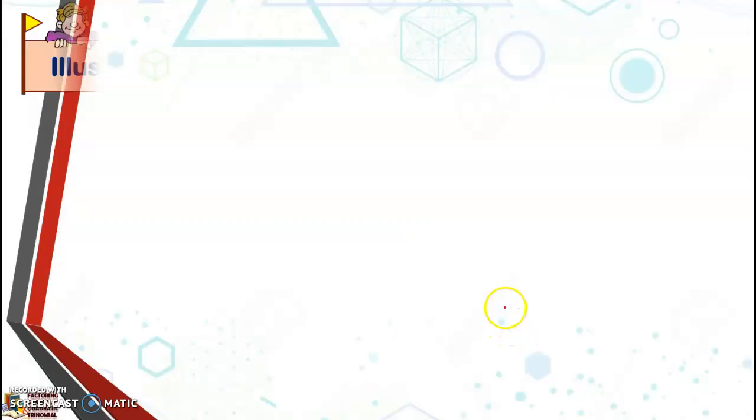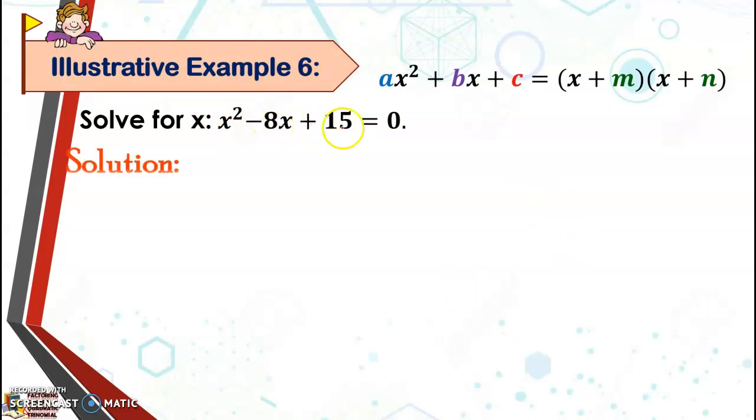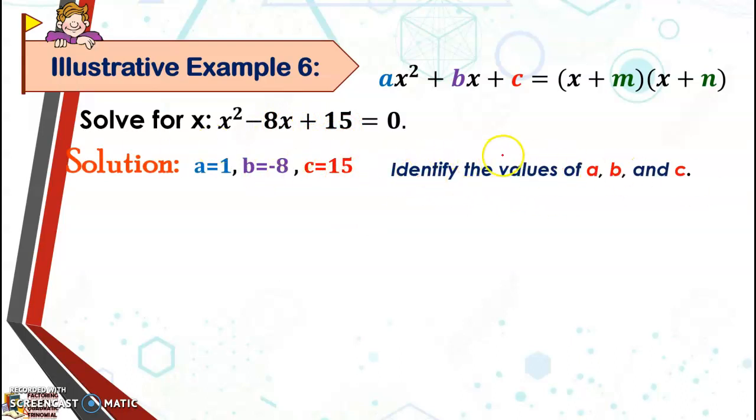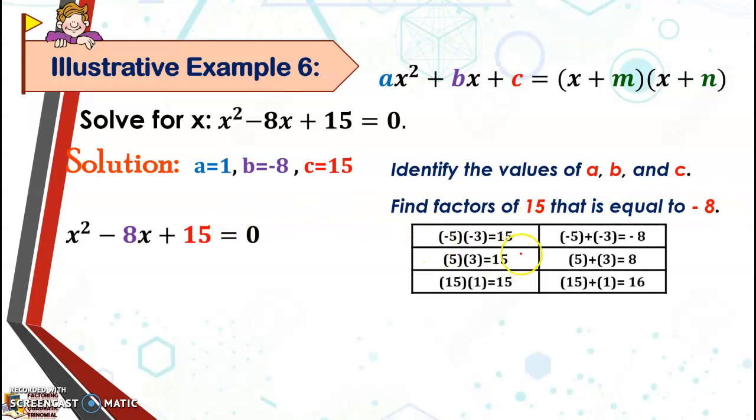Okay? Let's proceed to the next example, number 6. x squared minus 8x plus 15. So our c is 15. So after identifying the a, b, c, we now look for the factors of 15 which sum to negative 8. Since the sum is negative 8, basically the two factors must be negative. But you can also list down the factors that are positive. So negative 5, negative 3, 5, 3, 15, 1. So these are all the pairs of factors of 15.